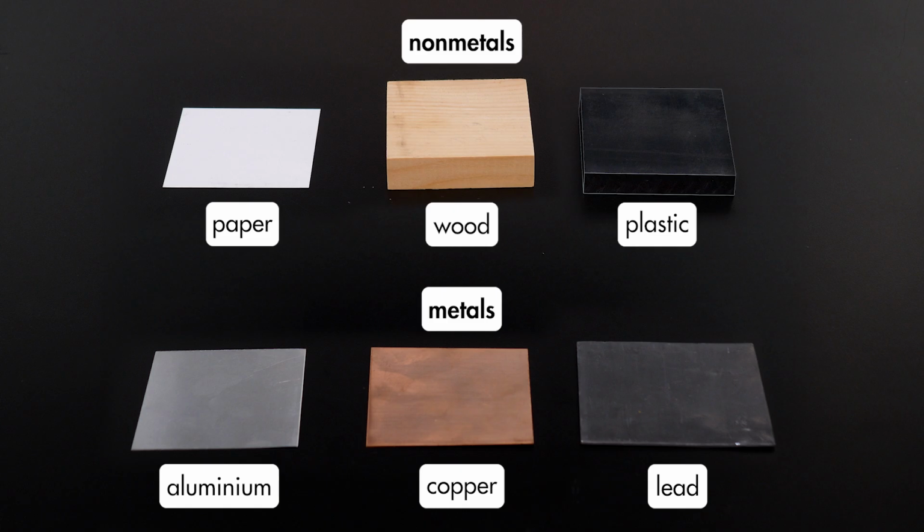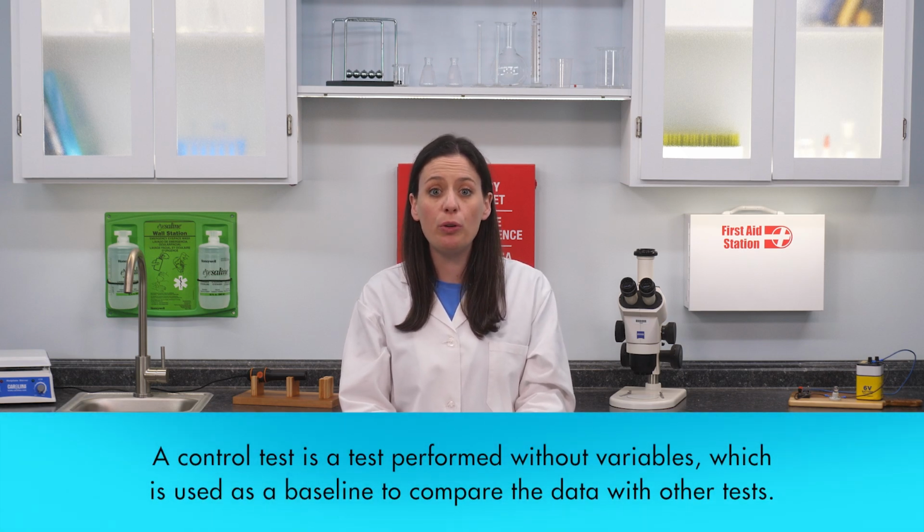Materials with greater densities have greater abilities to block radioactive emissions than substances with lower densities. Each series of tests will begin with a control test. A control test is a test performed without variables, which is used as a baseline to compare the data with other tests. For these tests, the variables are the radiation shields. The control test is without variables, so we will not use any radiation shield. The results of each control test will be used to compare the results of the other tests in that series of tests.